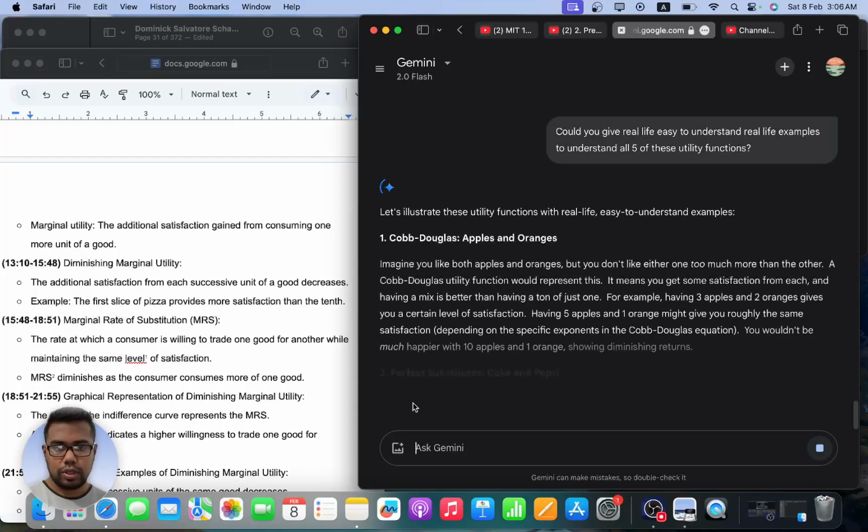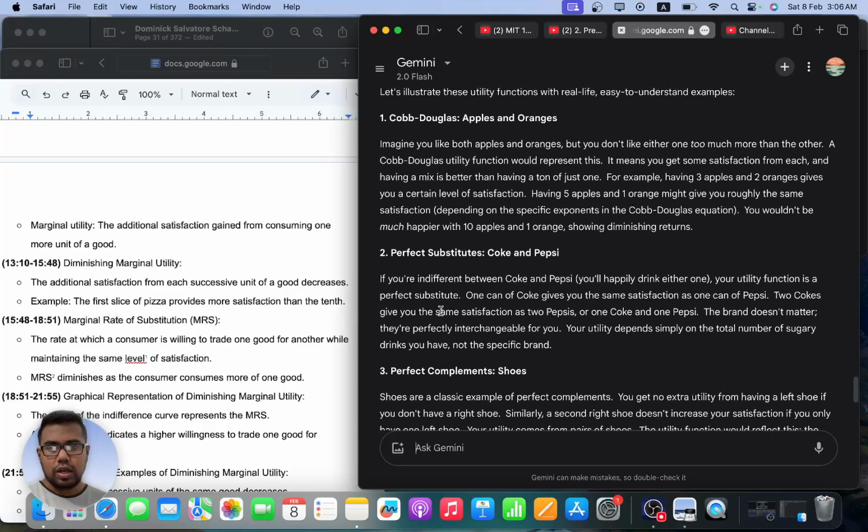Hopefully they come up with, okay, yes. Cobb-Douglas: imagine you like both apples and oranges, but you don't like either one much more than the other. A Cobb-Douglas utility function would represent this. It means you get some satisfaction from each, and having a mix is better than having just one. For example, having three apples and two oranges gives you a certain level of satisfaction. Having five apples and one orange might give you roughly the same satisfaction, depending on the specific exponents of the Cobb-Douglas equation. You wouldn't be much happier with 10 apples and one orange, showing diminishing returns.